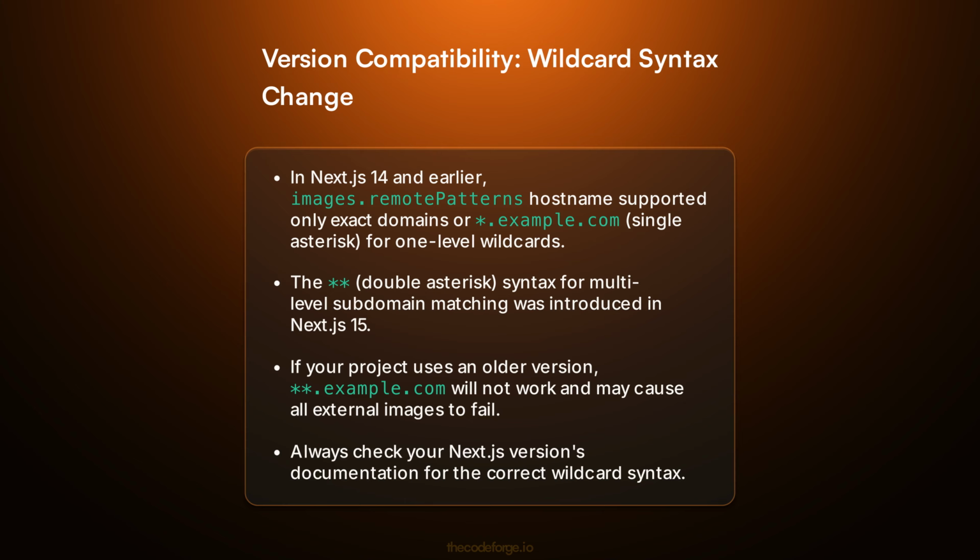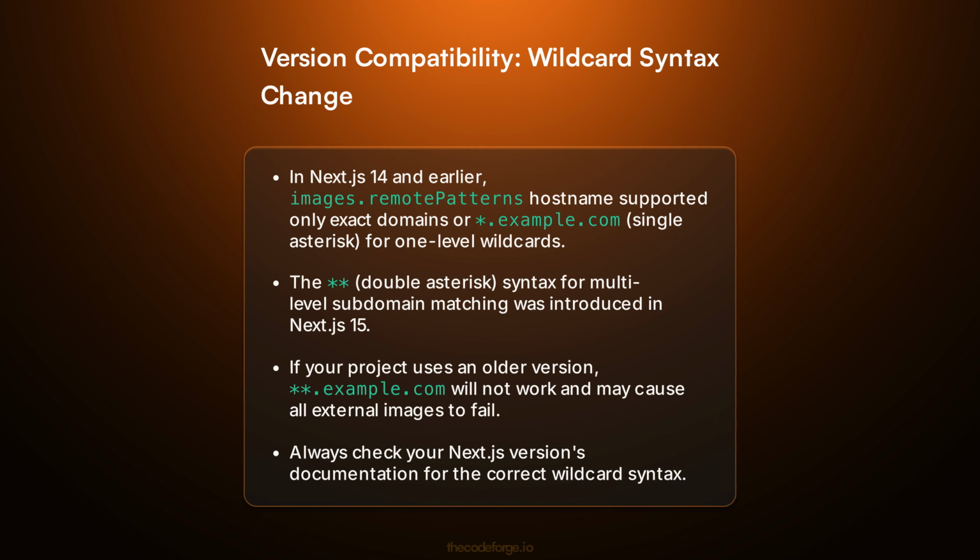In Next.js 14 and earlier, images.remotePatterns hostname supported only exact domains or *.example.com, a single asterisk, for one-level wildcards. The **.example.com double asterisk syntax for multi-level subdomain matching was introduced in Next.js 15. If your project uses an older version, **.example.com will not work and may cause all external images to fail. Always check your Next.js version's documentation for the correct wildcard syntax.